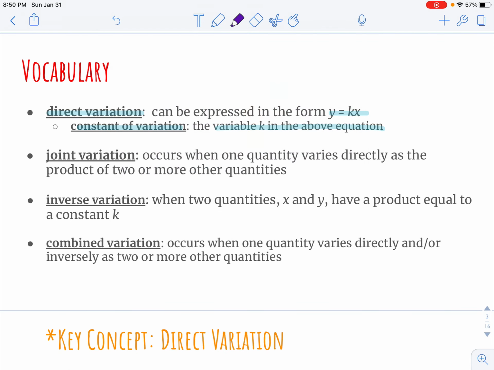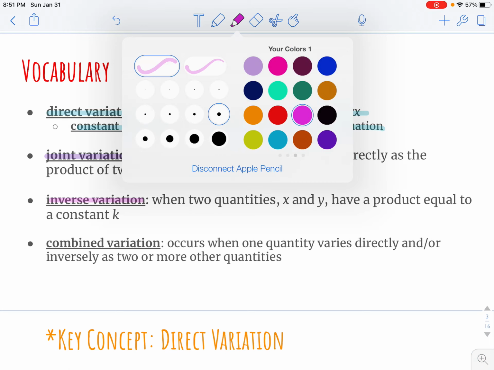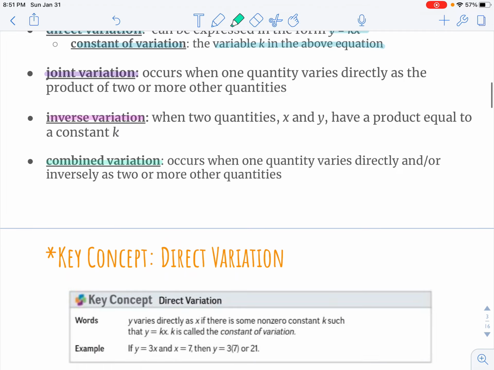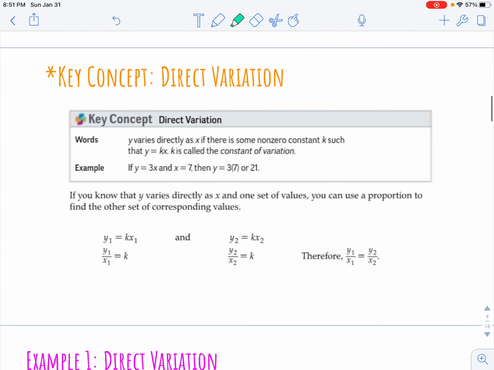You have joint variation, which occurs when one quantity varies directly as the product of two or more other quantities. You have inverse variation, which is when two quantities, x and y, have a product equal to a constant k. And then you have a combined variation, which occurs when one quantity varies directly and/or inversely as two or more other quantities. So our first key concept slide is direct variation.